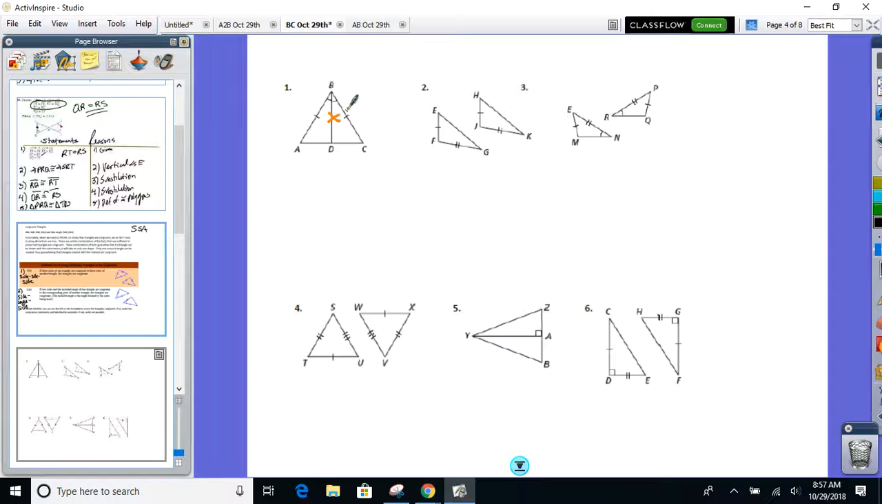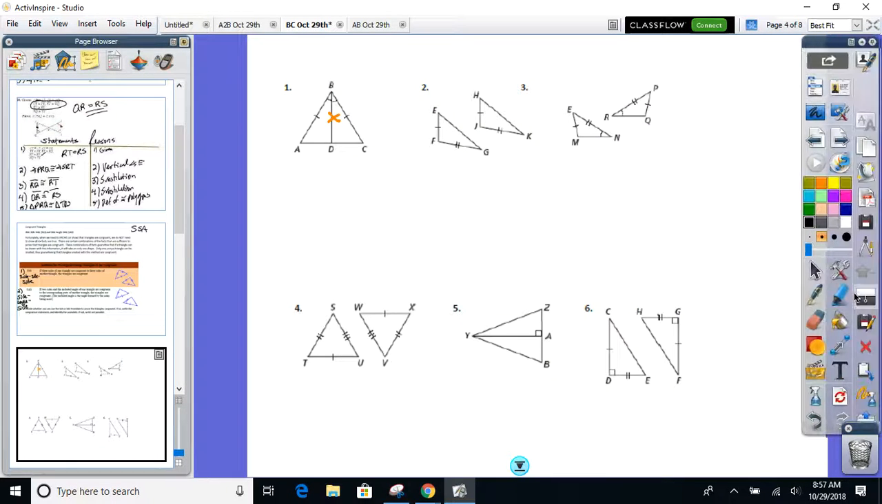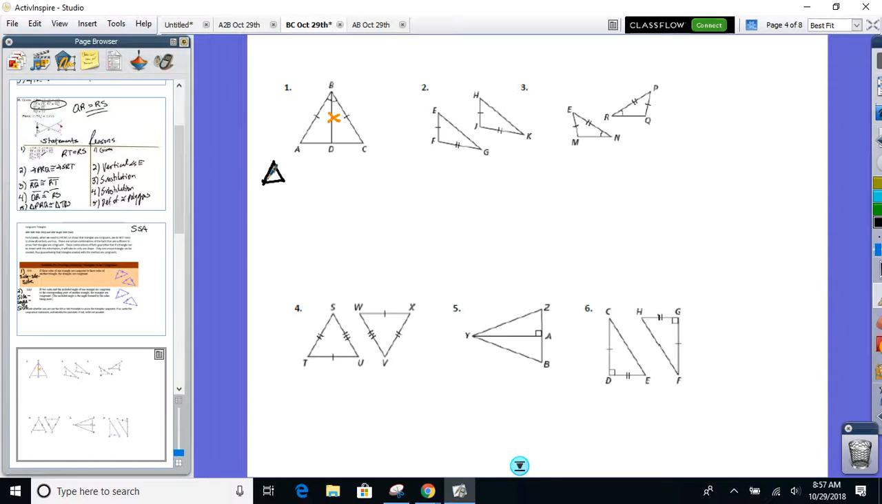What were the directions though? The direction said, if they are congruent, write a congruent statement. We talked on Friday, order matters. Order matters.